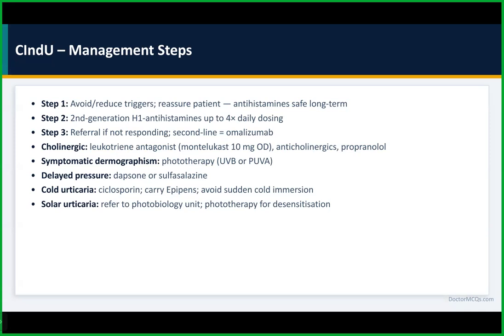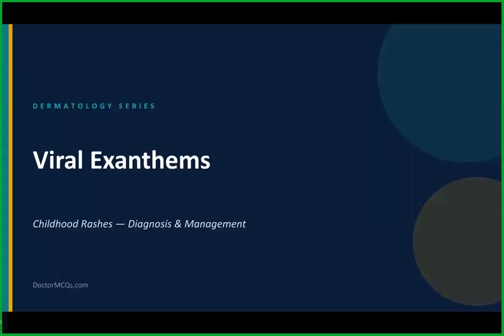And sometimes the patient is bothered by their symptomatic dermographism, like this third picture. In that condition, phototherapy like UVB and PUVA therapy can be given. Delayed pressure urticaria can be given dapsone and sulfasalazine. For cold urticaria, there are EpiPen and cyclosporin, and for solar urticaria, they can be referred because phototherapy for desensitization is the key treatment in this.